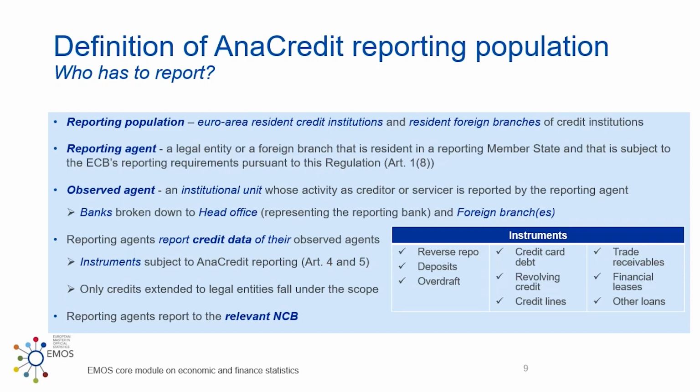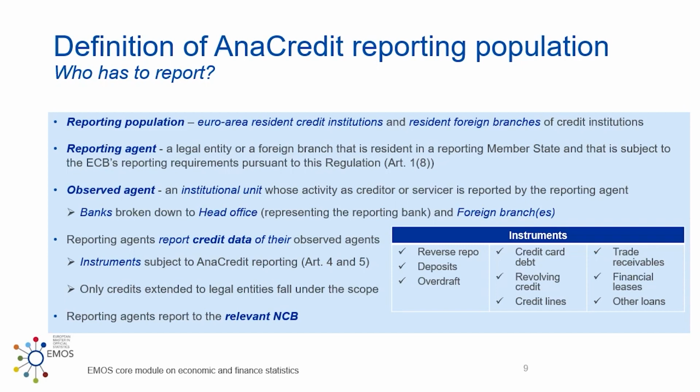Any item by means of which credit is actually extended to a debtor is referred to as an instrument. The only instruments that are considered are conventional lending products. To be precise, only the following instruments are covered: deposits given, overdrafts, credit card debt, revolving credit, credit lines, reverse repurchase agreements, trade receivables, financial leases, and other loans.